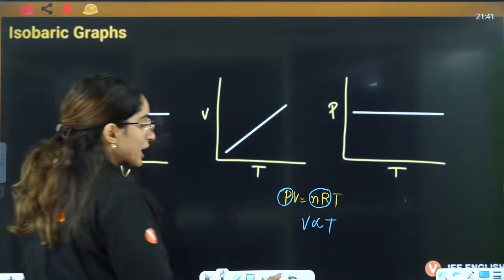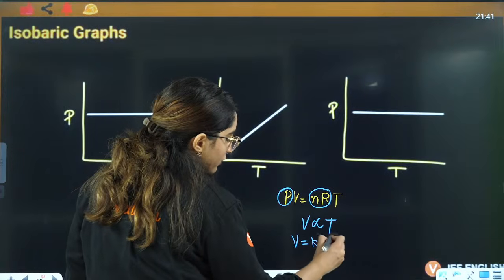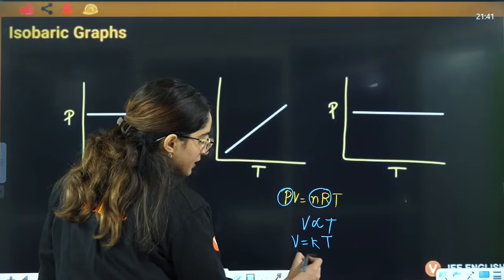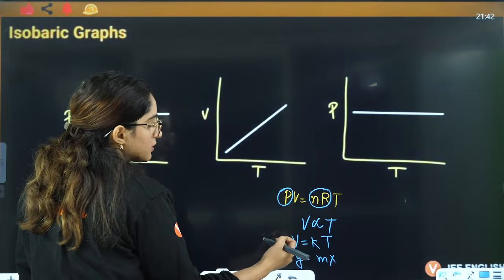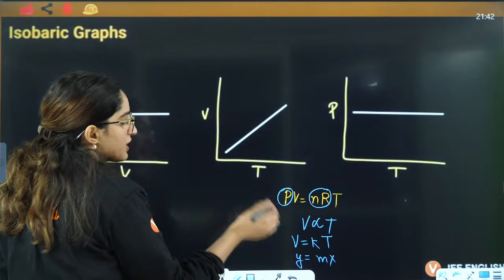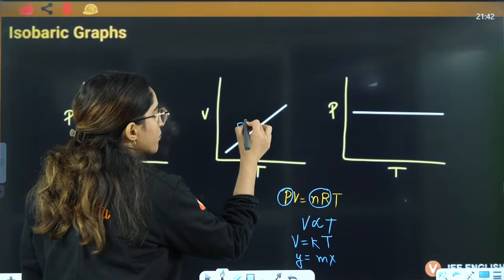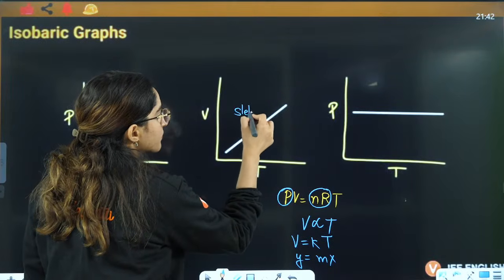Or you can also write it as V is equal to KT, where K is the constant, so you can compare it, y is equal to mx. If y-axis is volume and x-axis is temperature, then the slope will be positive here. Slope is positive here, right? Okay.